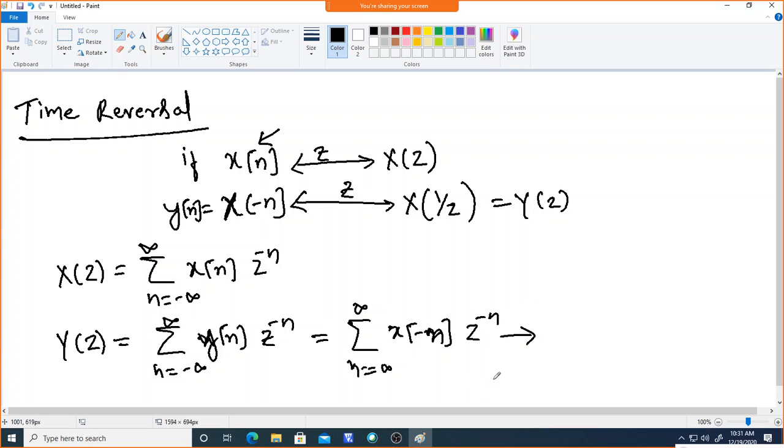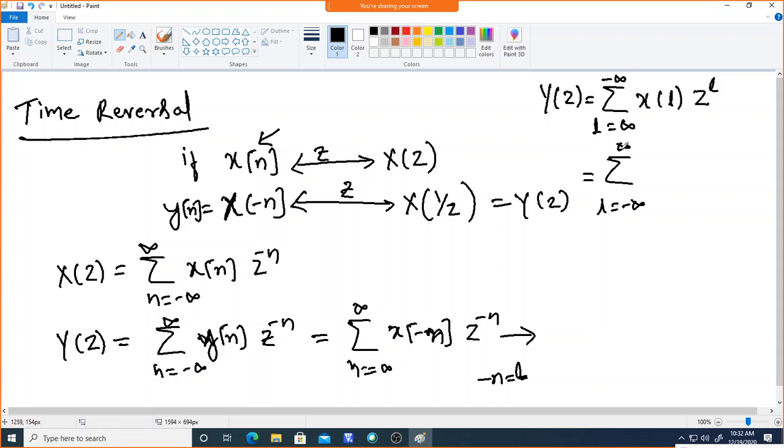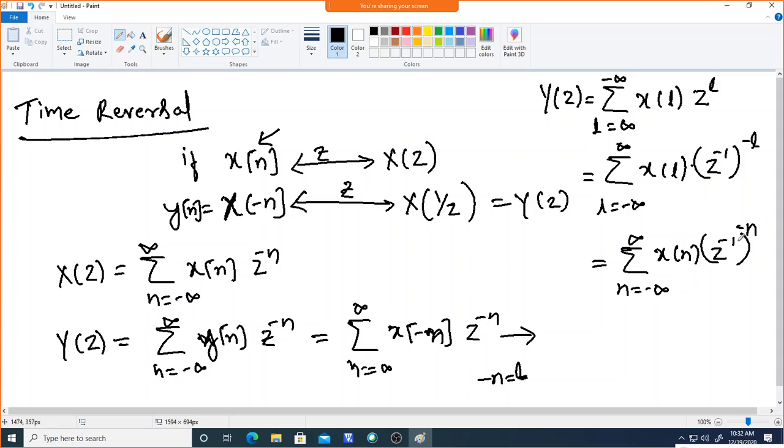Now take L equal to minus n. When n goes to minus infinity, L becomes plus infinity, and vice versa. x of minus n becomes x of L, and z power minus n becomes z power plus L. So we can write it as the summation over L from minus infinity to plus infinity of x of L into z power minus 1, power minus L. L is a dummy variable, so we replace it again by n: the summation of x of n into z power minus 1, power minus n.